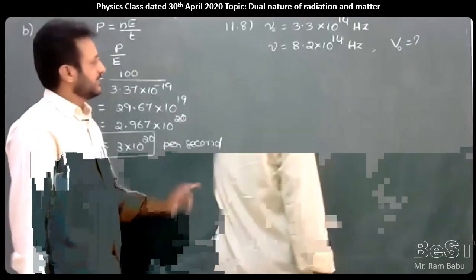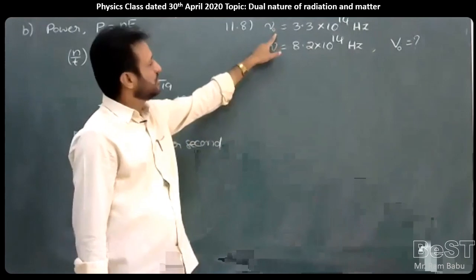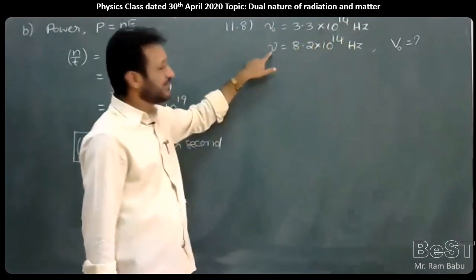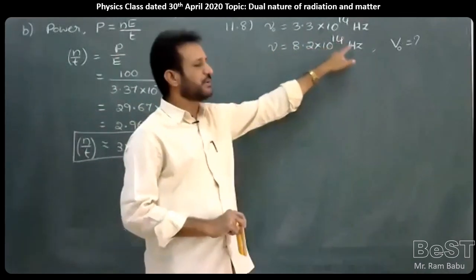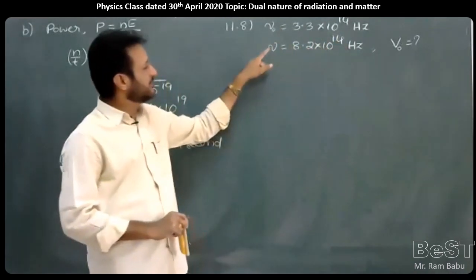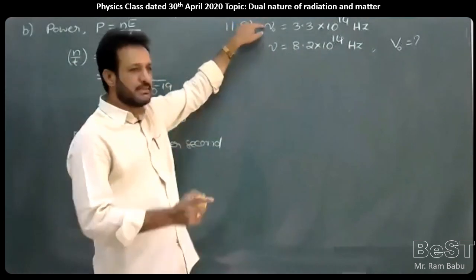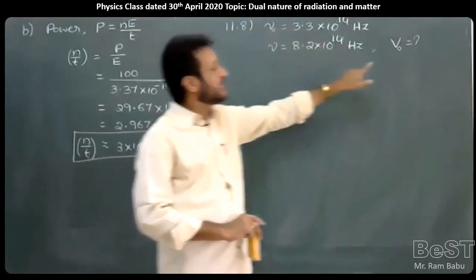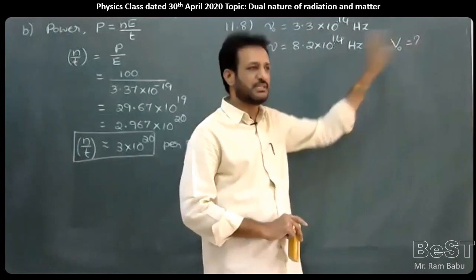Now we'll check the given data. Here the threshold frequency, symbol nu naught, is equal to 3.3 into 10 power 14 hertz. The frequency of the light which falls on the metal is 8.2 into 10 power 14 hertz. The threshold frequency is the minimum frequency required by the metal for emission of photoelectrons. Then we should calculate the cutoff voltage, or stopping potential, or retarding potential.